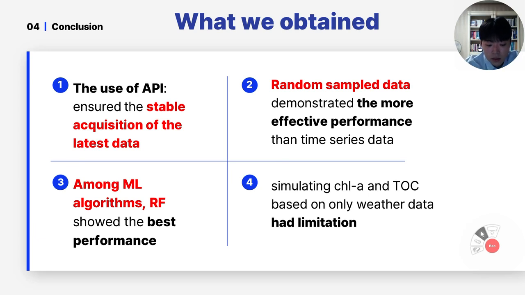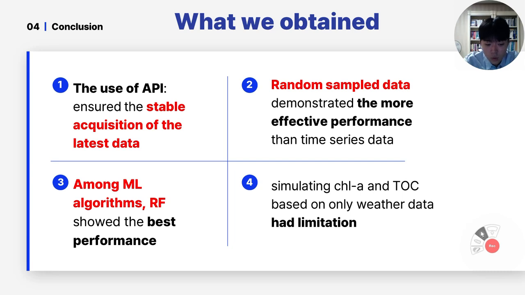Finally, during the development of this model, we came to several conclusions. First of all, the use of the API ensured the stable acquisition of the latest data and enabled the effective utilization of large databases. Second, in the environmental field, random sample data demonstrated more effective performance compared to the series data. Third, among machine learning algorithms, RF showed the best performance.